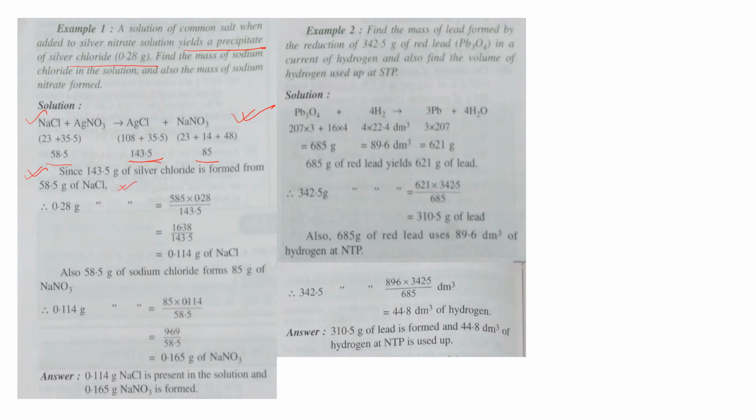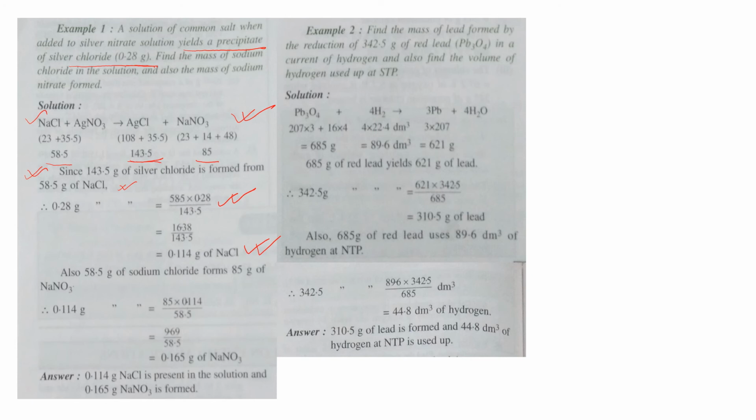So I am having 0.28 gram of AgCl I am getting. So 0.28 gram of AgCl is formed from 58.5 into 0.28 divided by 143.5. This is the unitary method, and after solving I am getting 0.114 gram of NaCl. Okay, that much NaCl is used.